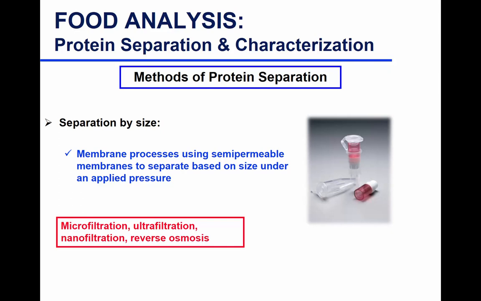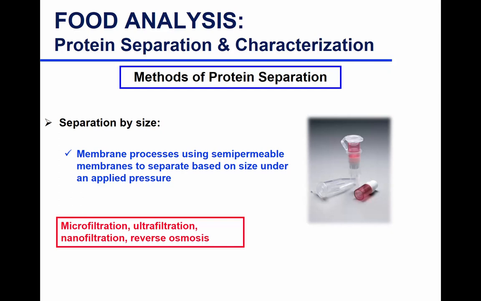So you can separate based on the size of the protein. For example, let's say this is 10 kilodalton. Anything greater than 10 kilodalton will remain on this side of the tube where you have the membrane. We call it retentate. Everything that passes will be your permeate. The permeate will be less than 10 kilodalton, and the retentate will be greater than 10 kilodalton.